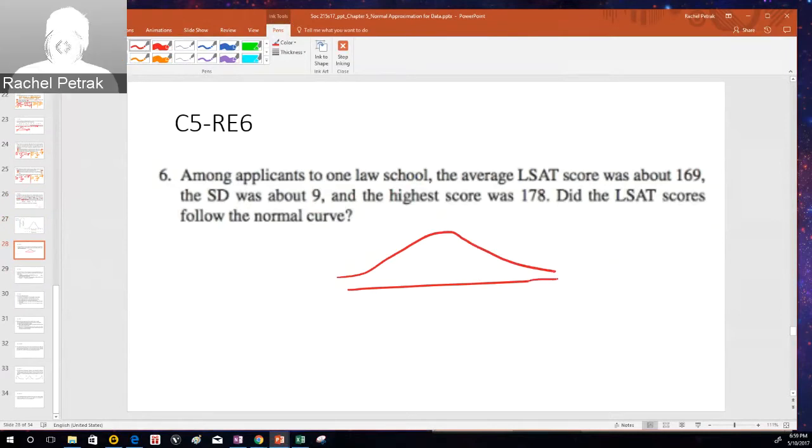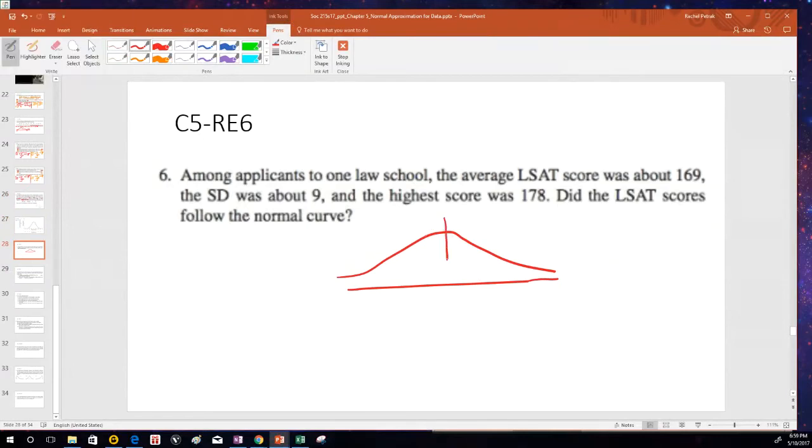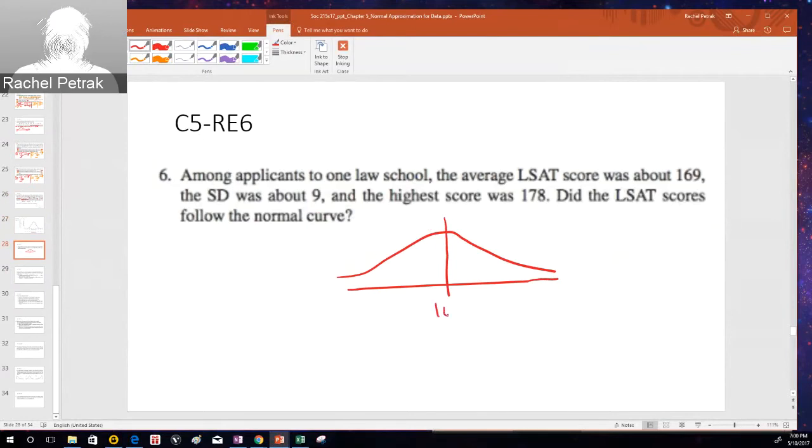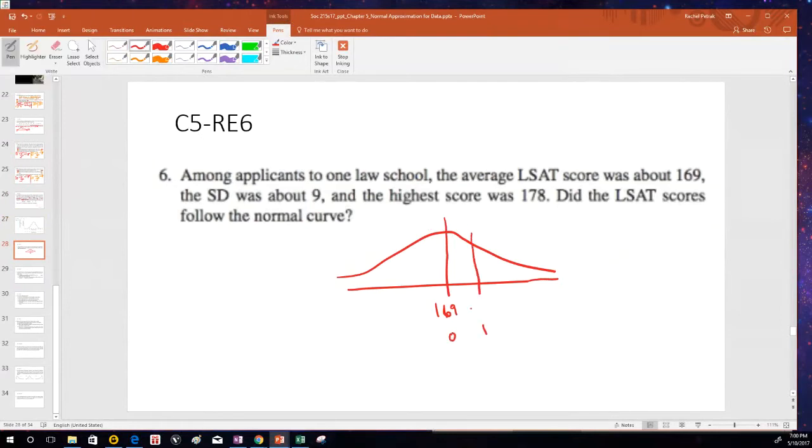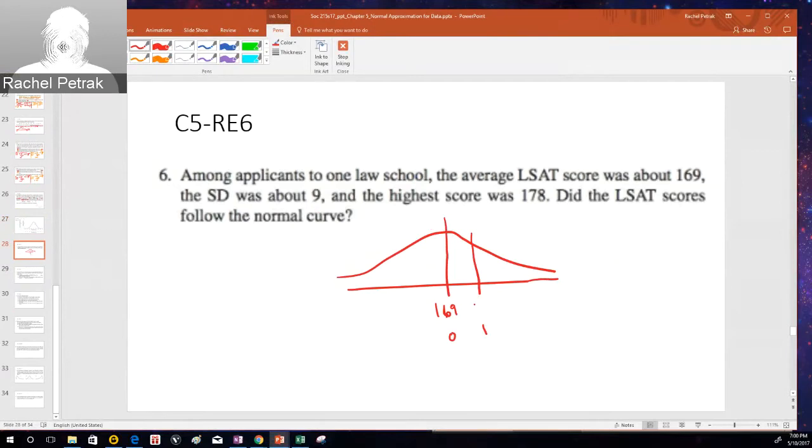Here's our essentially normal curve. And we know how these scores would map out. If this is the mean, 169, one standard deviation is going to be 9 points above that. So it'll be 178. And we would expect 34% of the population, roughly, to fall in between these two scores if this followed a normal curve.